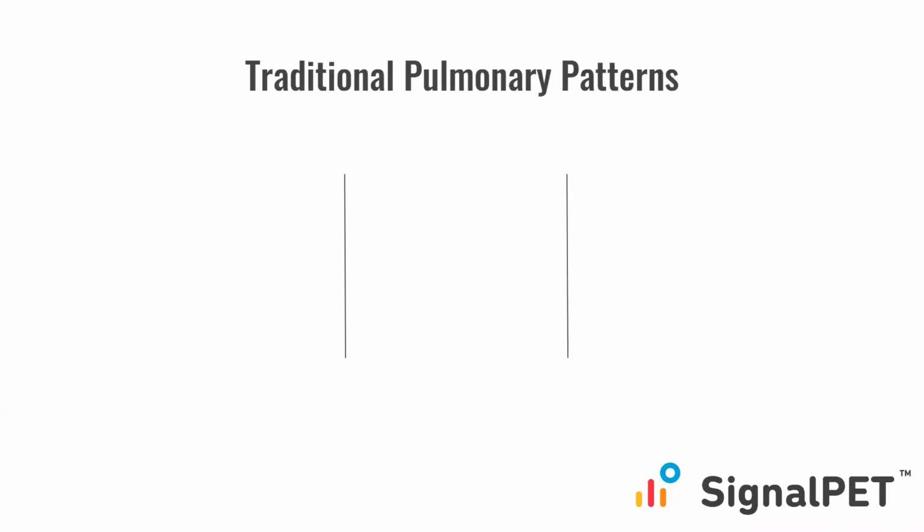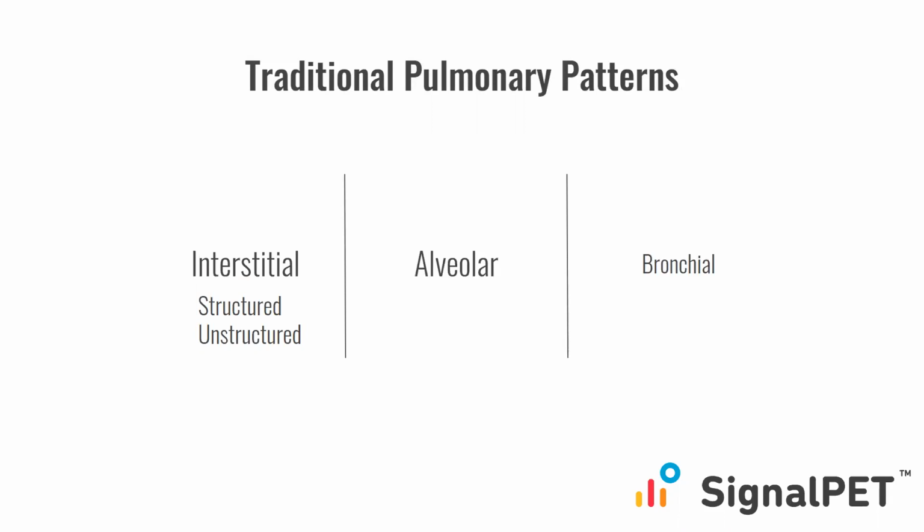So traditionally, we are taught in veterinary school about three main pulmonary patterns: interstitial, which is typically further classified as either structured or unstructured; alveolar; and bronchial patterns. This distinction is important because when we are identifying the pattern, we are saying where we think that disease is primarily. And that is important because it guides us in our primary differentials, and it also guides us in further diagnostics.